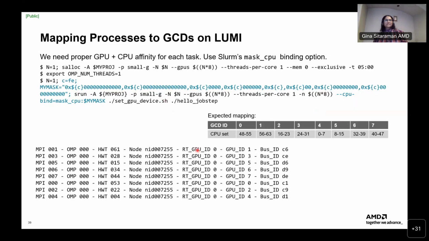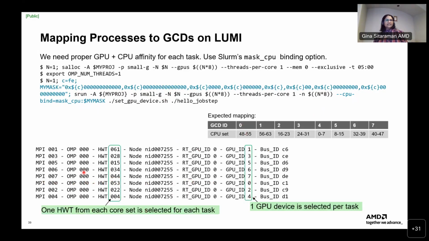But once we use the mask, the output now, okay, we have the correct mapping. So it's MPI rank 0. Each rank has only one CPU OpenMP thread. Now it's running on core 53, and it is using GPU 0. So that's fine. That's the right mapping. And we also see that each rank got one of the hardware threads from each core set, which is also what we wanted. So this is FE, which is we are skipping one core and turning on 7 other cores in each core set. And so the operating system is able to schedule this one process on any one of those 7 cores from each core set. So that's what we see here.